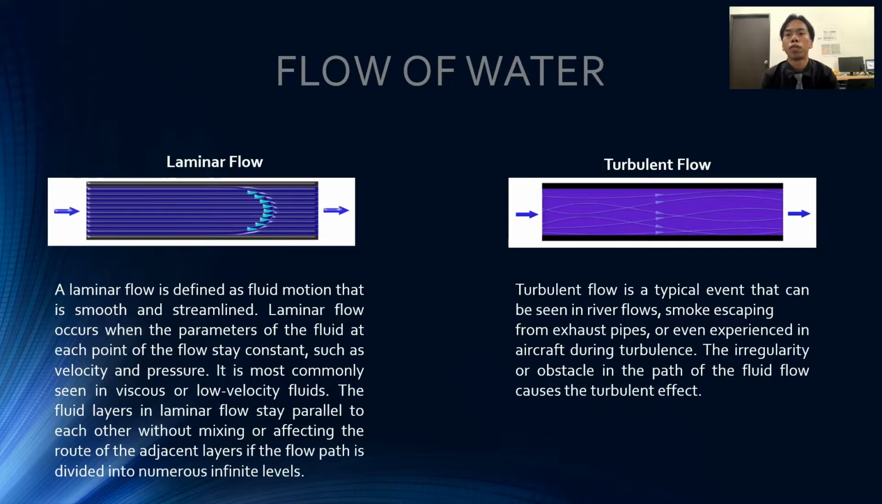Turbulent flow is a typical event that can be seen in river flows, smoke escaping from an exhaust pipe, or even experienced in aircraft during turbulence. The irregularity or obstacle in the path of the fluid flow causes the turbulent effect. Okay, that's for the flow of water.